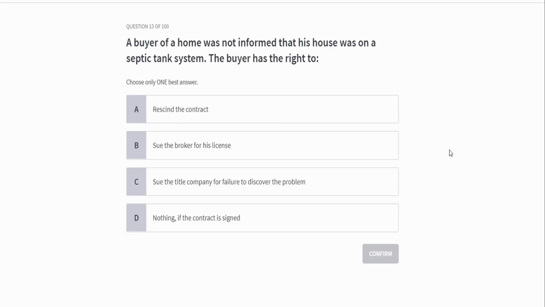But anyways, all right, question 13. A buyer of a home was not informed that his house was on a septic tank system. The buyer has the right to, and there's 4 options: A, rescind the contract. B, sue the broker for his license. C, sue the title company for failure to discover the problem. Or D, nothing if the contract is signed.